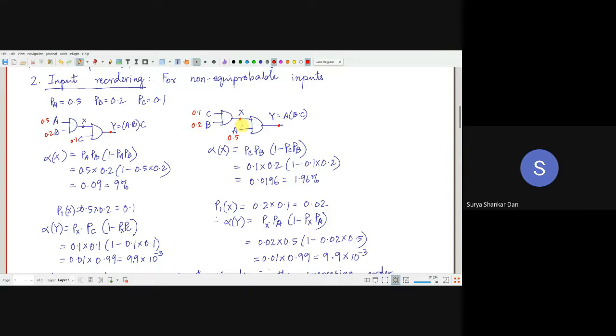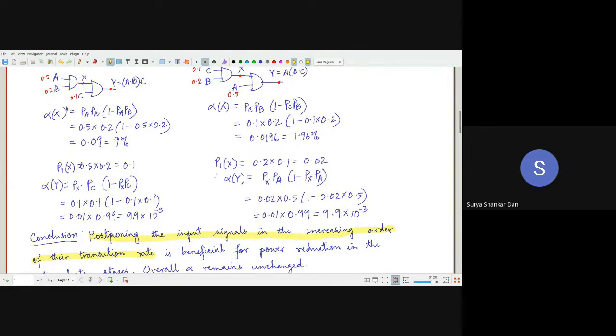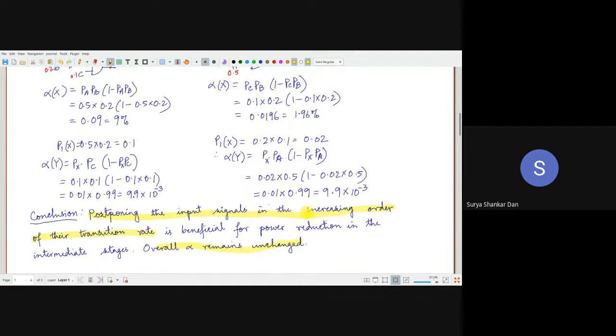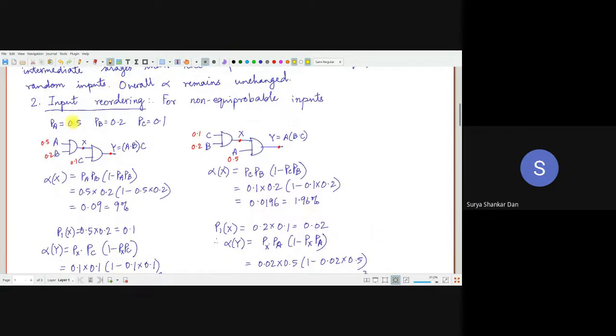So what do we conclude? That postponing the input signals in the increasing order of their transition rate is the conclusion. Transition rate is basically the probability of getting high or low. It is beneficial for power reduction in the intermediate stages. Overall alpha remains unchanged. So what we understand is that if you have got different probabilities of the inputs, then make sure that the inputs with the lowest transition rates are at the beginning of the circuit.